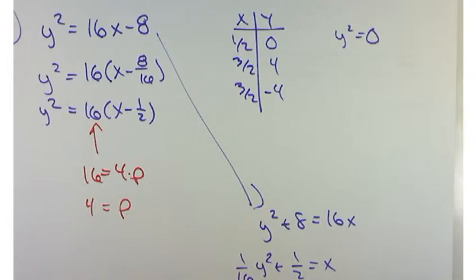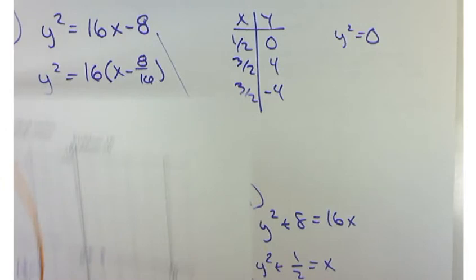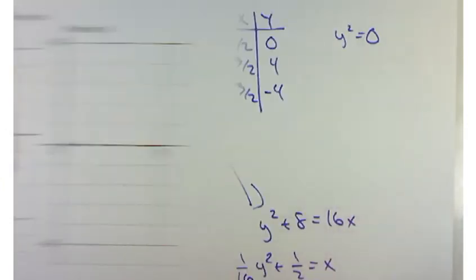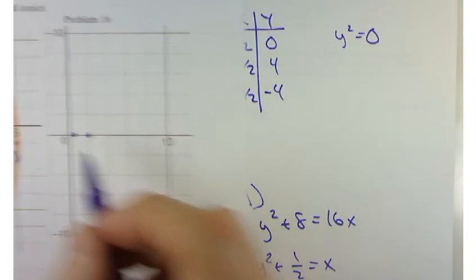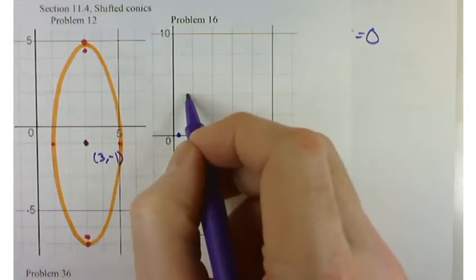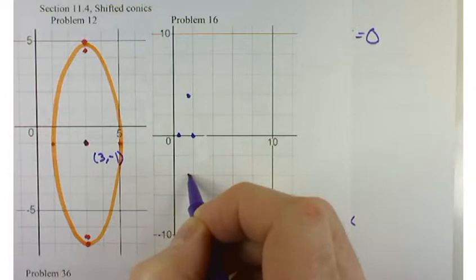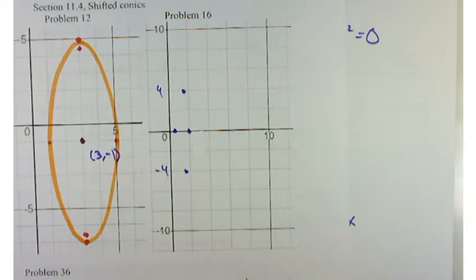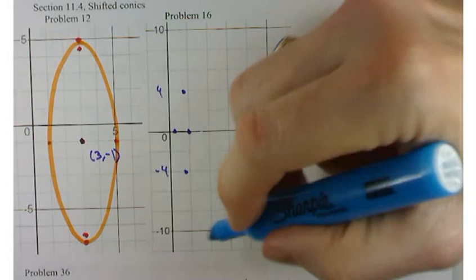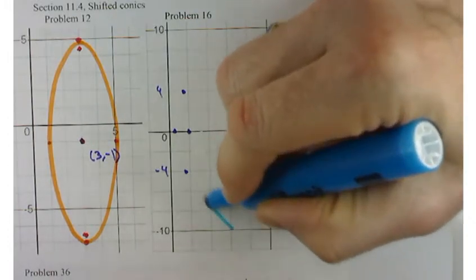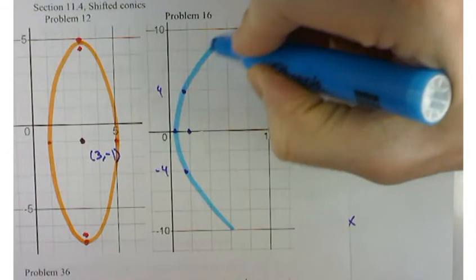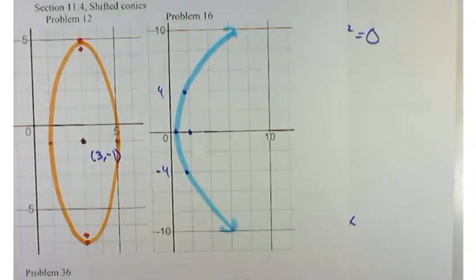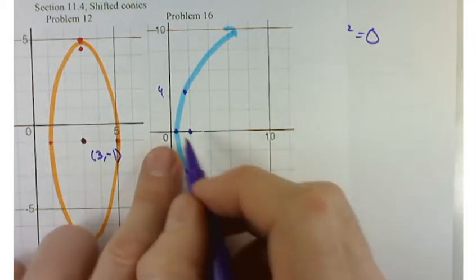Yeah, parabolas are going to have symmetric points. So let's see if we can't plot a couple of those. So 1.5 and 4, that's going to be about here and about here. So that's 4 and -4. So what you're seeing is you're going to have a very wide opening parabola. It's going to look something like this. And now inside our parabola someplace is going to be the focus.